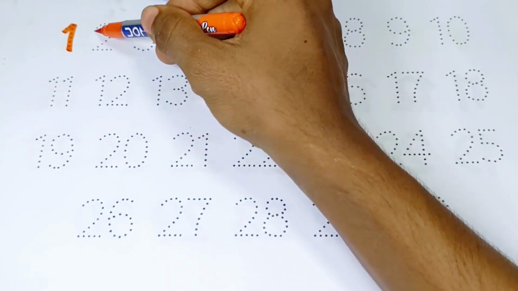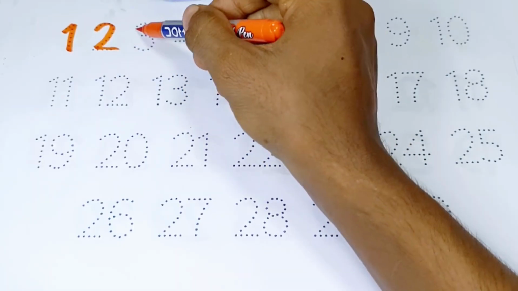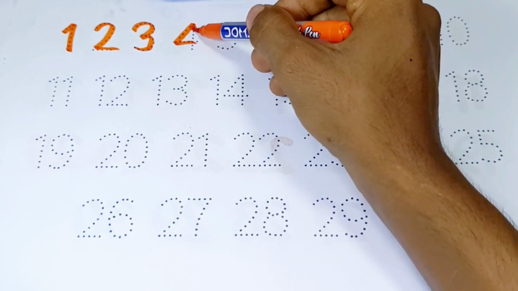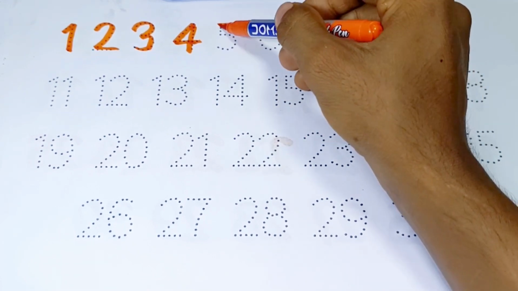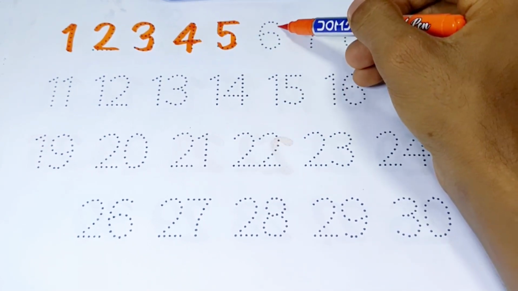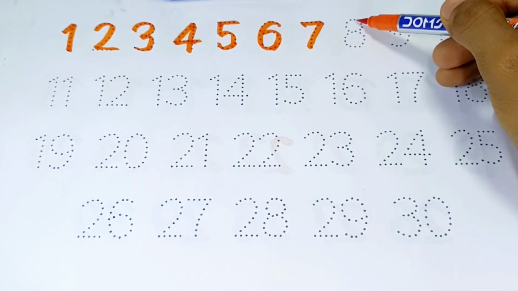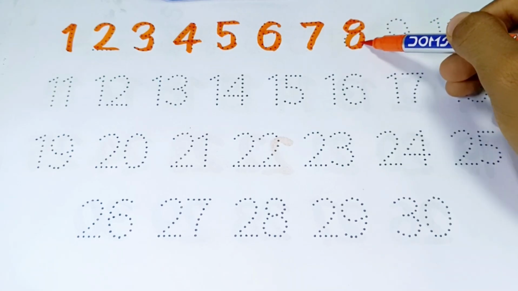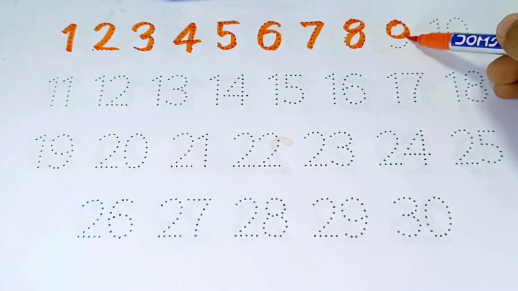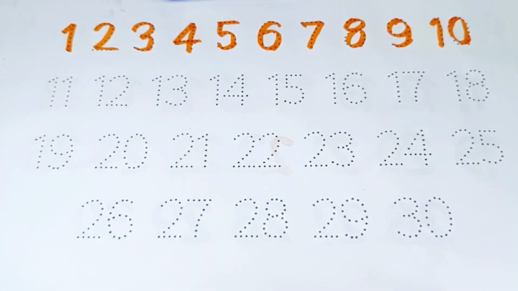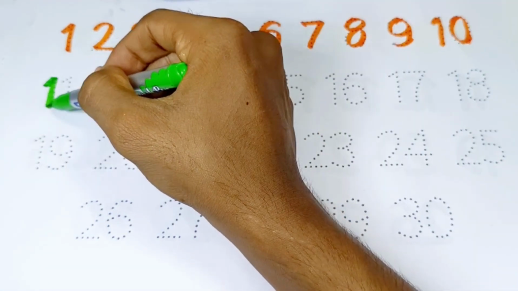1, 2, 3, 4, 5, 6, 7, 8, 9, 10. It's now your turn to draw 11 and use light green color.